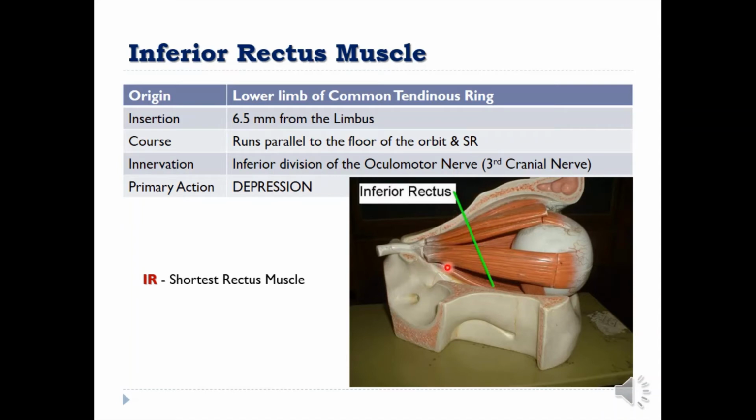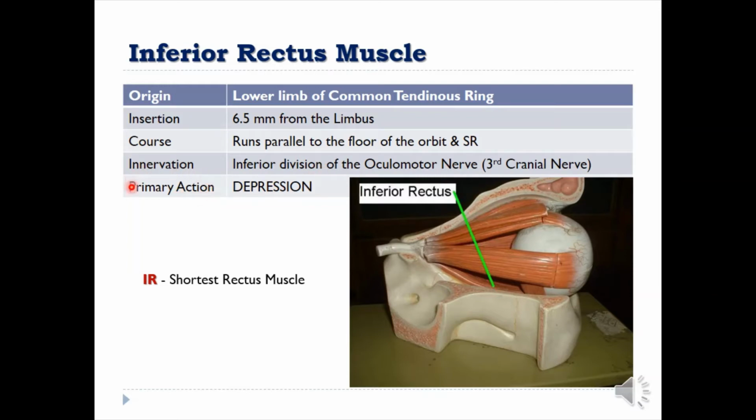And this inferior rectus is parallel to the superior rectus also. Okay, so easy to remember in that way. Which nerve is controlling? Again, oculomotor nerve. So superior rectus also oculomotor nerve. Inferior rectus is also oculomotor nerve. Which division? Inferior division. When we were talking about superior rectus, it was supplied by the superior division of oculomotor nerve. Inferior rectus is supplied by the inferior division of oculomotor nerve. Easy to remember in that way also.